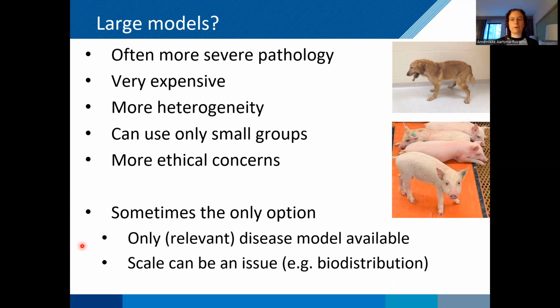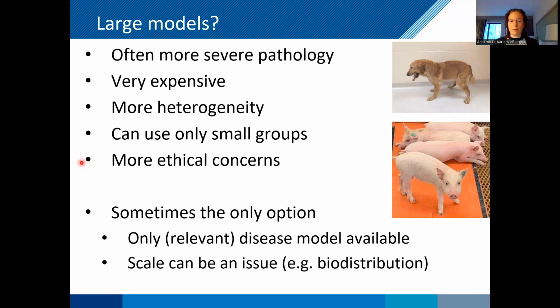You can only use very small groups, so there is more variability. Ideally, you would need larger groups to get a consistent, robust answer to your question, but now you can use only smaller groups because of costs and availability. And of course, especially for dogs, there are more ethical concerns.